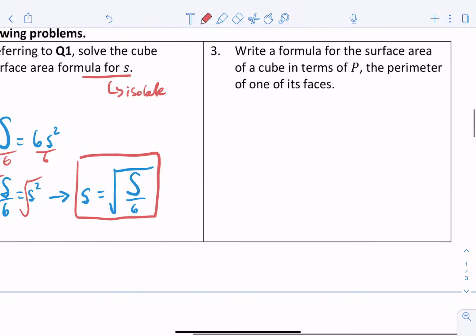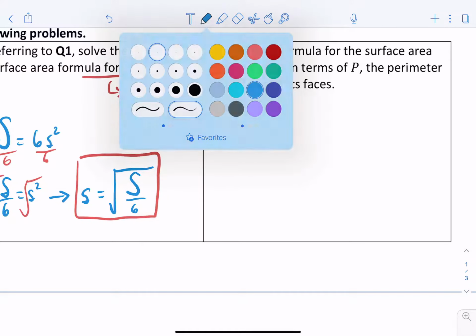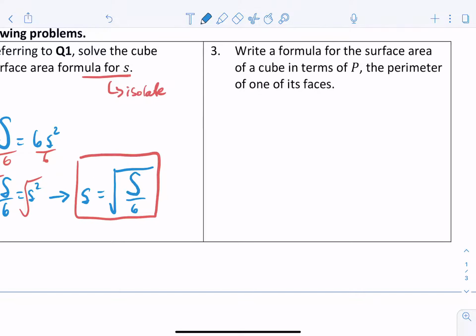Let's see. Number 3, write a formula for the surface area of a cube in terms of P, the perimeter of one of its faces. All right. So on a question like this, we want to take it a step at a time. We are writing a formula for what? For the surface area of a cube. So that's what I'm going to start with.